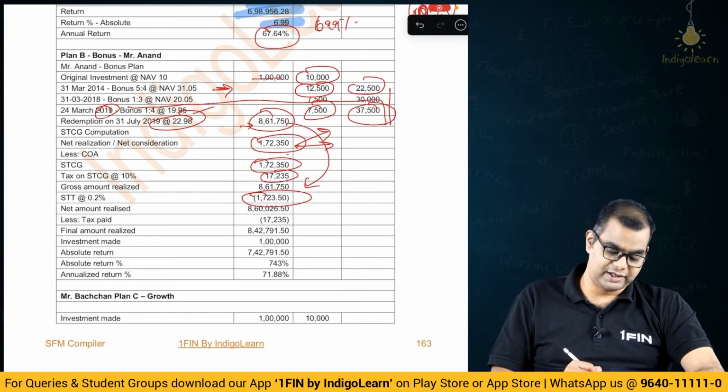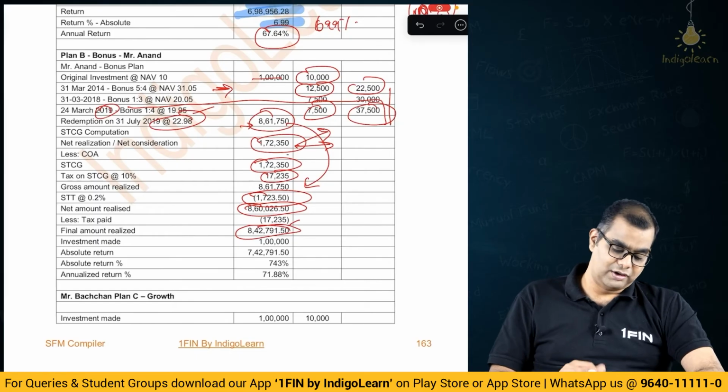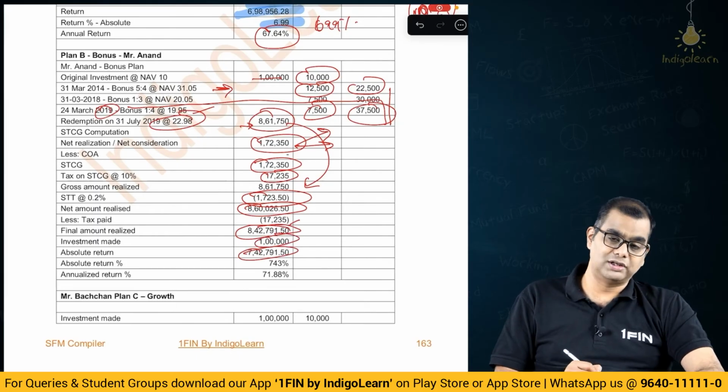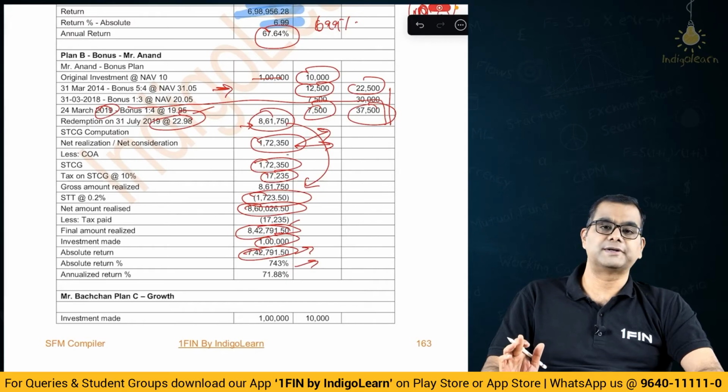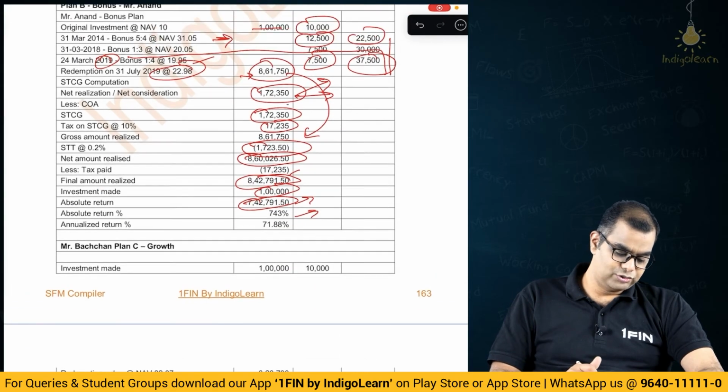STT, which is 1,700. So, the net amount realized is 8,60,000 minus 17,000, you get the final amount realized as 8,42,000. What is the original investment made? 1 lakh. The total increase in investment is 7,42,000, which is a return of 743% over 10.25 years. You divide 743 by 10.25, you will get something around 71-72%. Right. So, this is what you do in case of plan B.